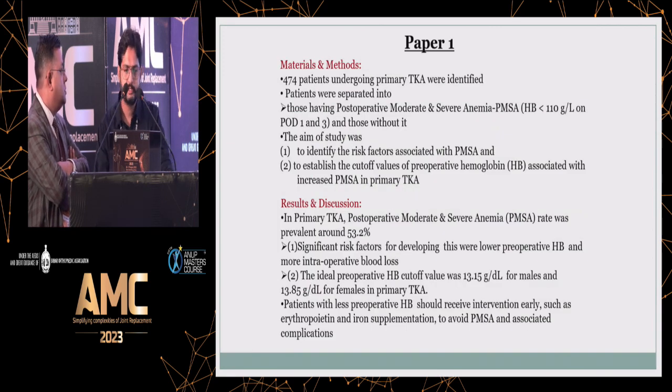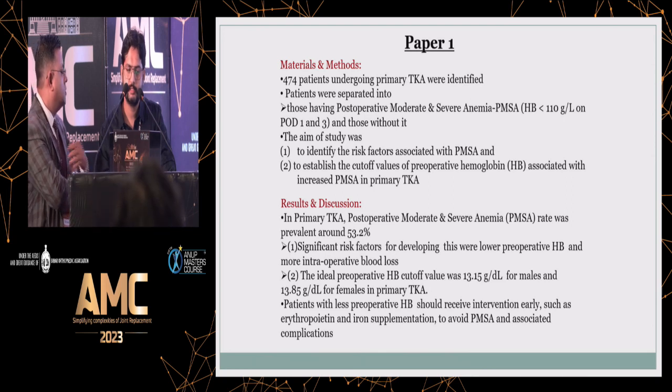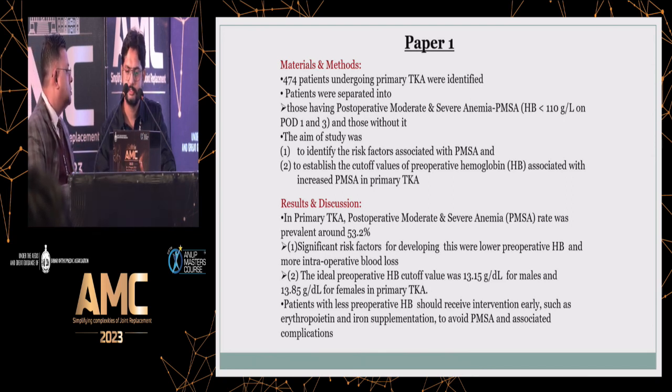In the materials and methods, 474 patients undergoing primary TKR were identified. Patients were separated into those having postoperative moderate and severe anemia, which is hemoglobin less than 11 grams on postoperative day 1 and 3, and those without anemia. The aim of this study was to identify the risk factors for developing moderate to severe anemia postoperatively, and also to establish cutoff values for preoperative hemoglobin associated with increased risk of postoperative anemia.